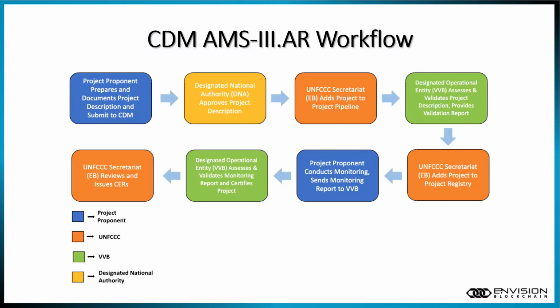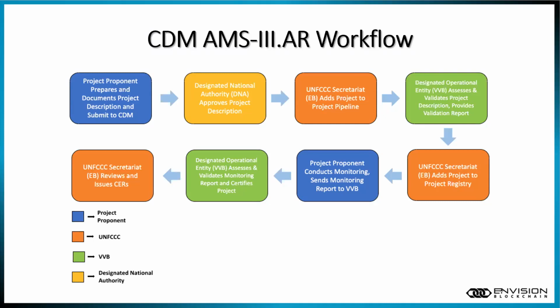Starting at the top, the project proponent prepares and documents the project description, and that'll be submitted to CDM. Then the designated national authority will approve the project description. Our registry will add the project to the project pipeline, which is UNFCCC. The designated operational entity, which we will refer to as the VVB in this case, will assess and validate the project description and provide a validation report.